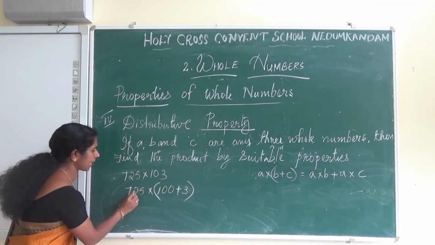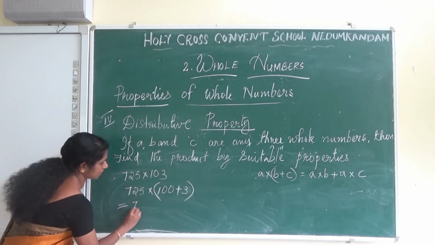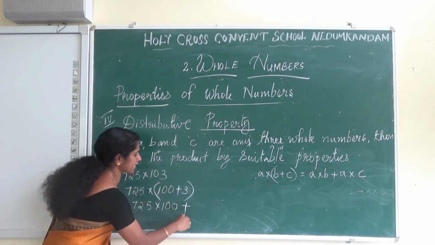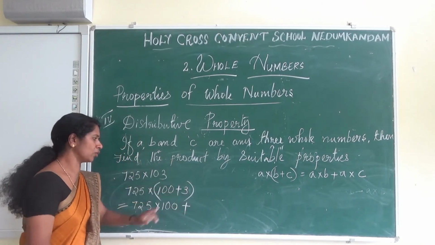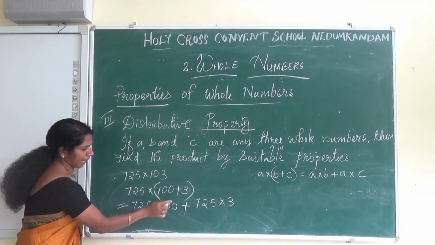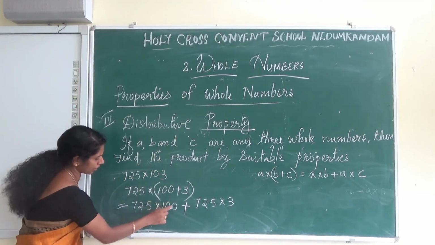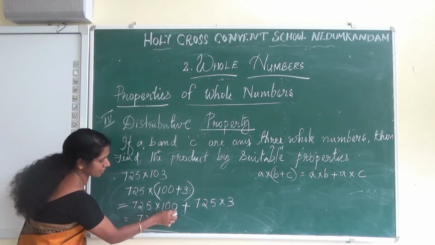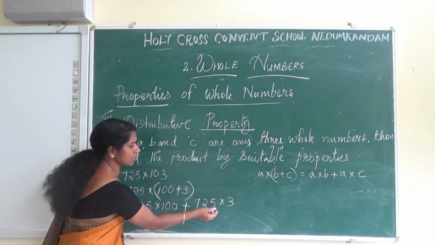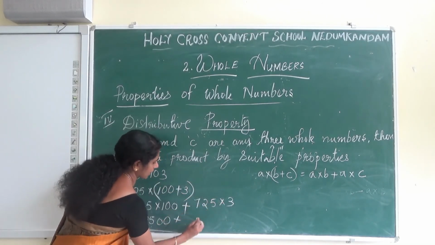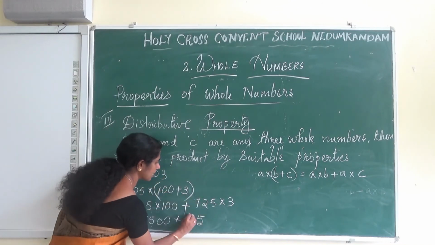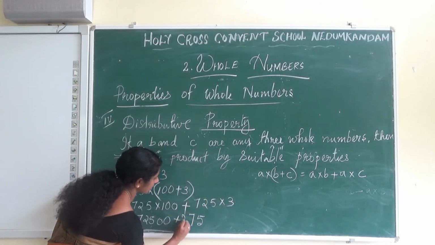So first we have to multiply 725 into 100. Plus sign is there, so keep the plus sign as it is. Next, 725 into 3. Now multiply the numbers and add. 725 into 100 means write 725 as it is and put 2 zeros at the end. Plus 725 into 3, multiply as usual. 5 into 3 is 15, remainder 1. Next 3 into 2 is 6, plus 1, 7. Next 7 into 3 is 21.